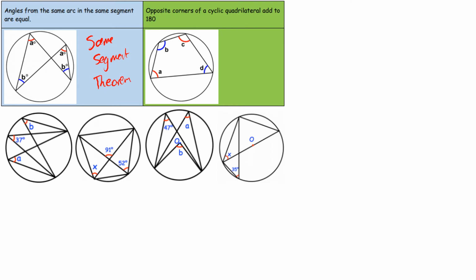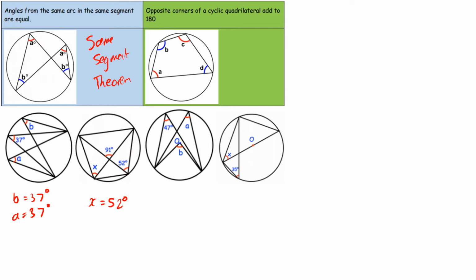Okay, so looking at this first question, we can kind of see that we're going to use this bow tie to start with. We can see that B is literally just 37, and we can do the same sort of thing with this combo, and we can get that A is 37 as well. Simple as that. For the next one, we can start off and just say that X is the same as 52. So you're just looking for that shape, basically.